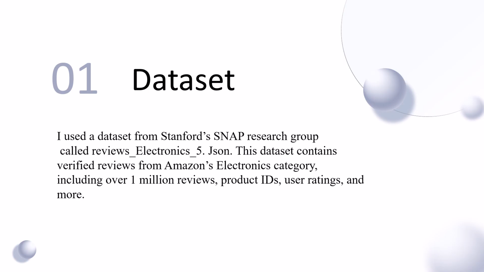The dataset I used came from Stanford's SNAP research group. It's called Reviews Electronics 5.json and contains over 1 million reviews from Amazon users. Each review includes a product ID, a rating from 1 to 5, and other metadata like a reviewer's name and text.